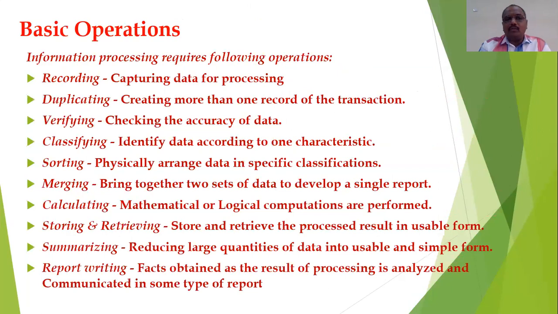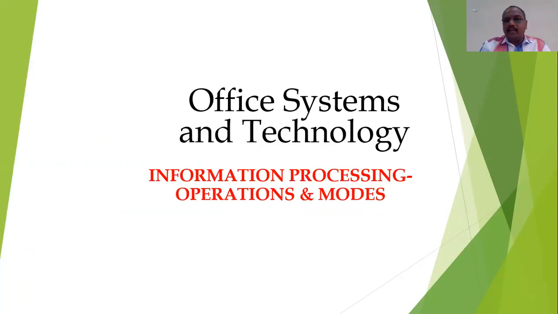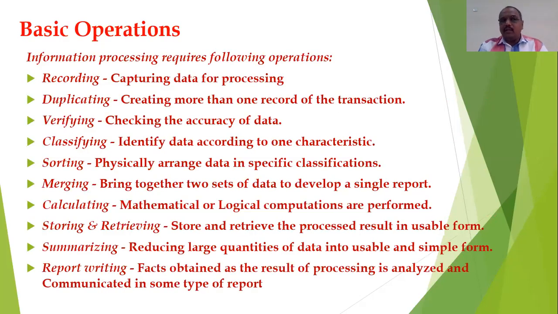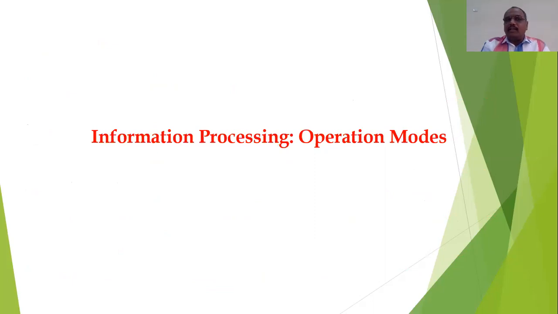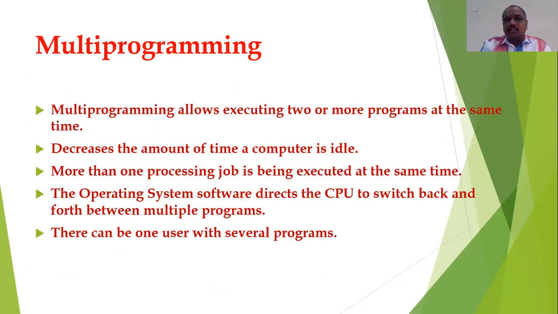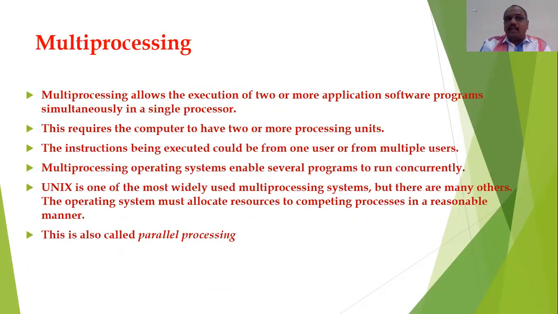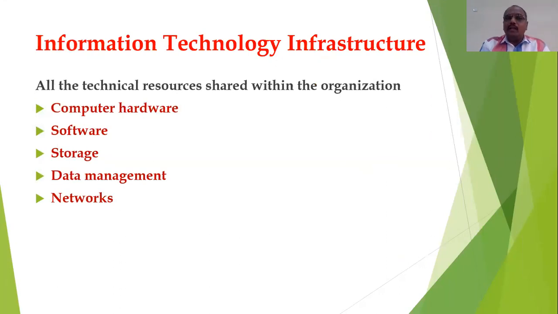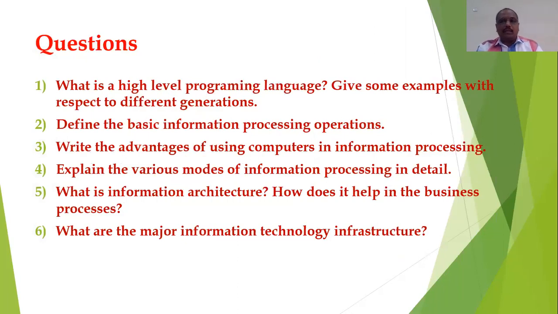So we discussed two major areas. One is information processing operation: we discussed the basic operation, and then the operation modes. What types of operation modes do we have? Multi-programming, multitasking, multi-processing. Then we discussed the requirement, the need for information architecture, and the meaning of information technology infrastructure. Like in the last presentation, I have given some sample questions just for your reference. Thank you.